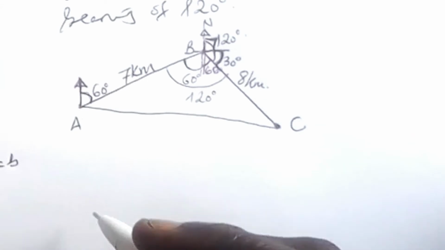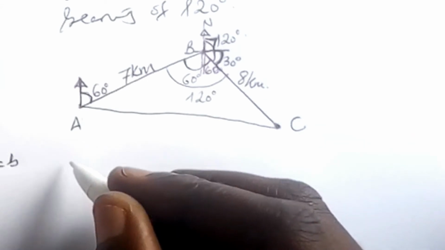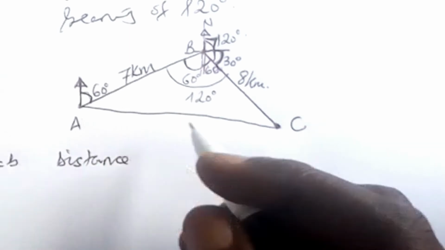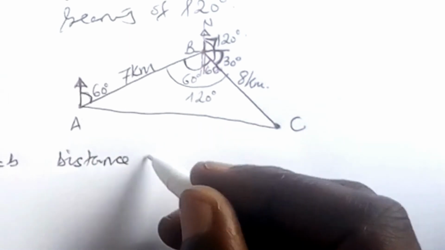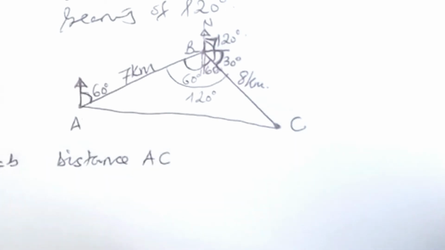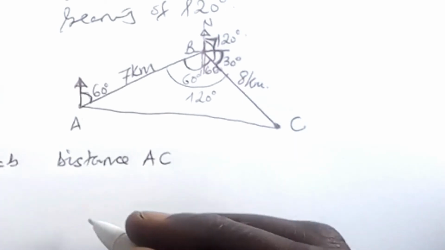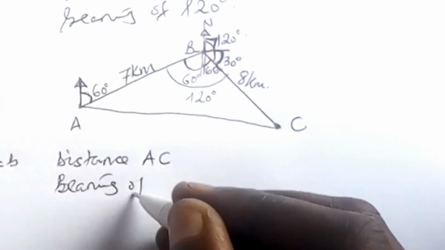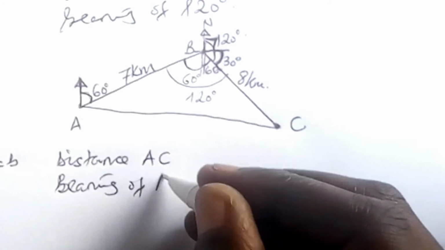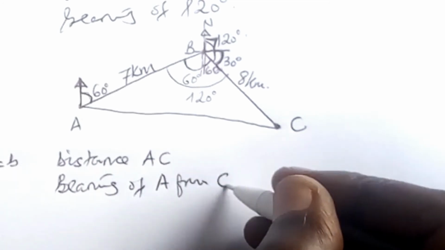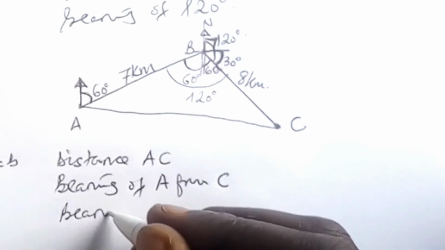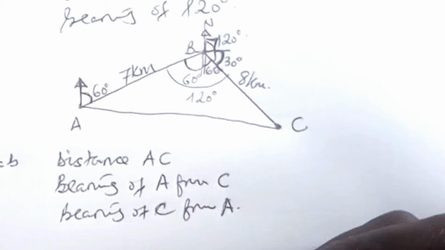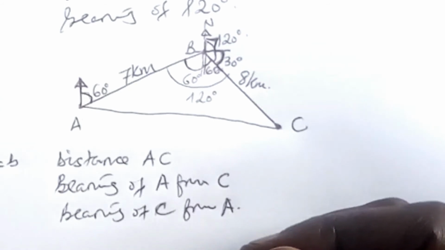and the questions that could come, they will ask you to find the distance of the particle from the original position. So they'll be looking for distance AC. They can also ask the bearing of A from C, even bearing of C from A. Those are the possible questions that could follow that diagram.